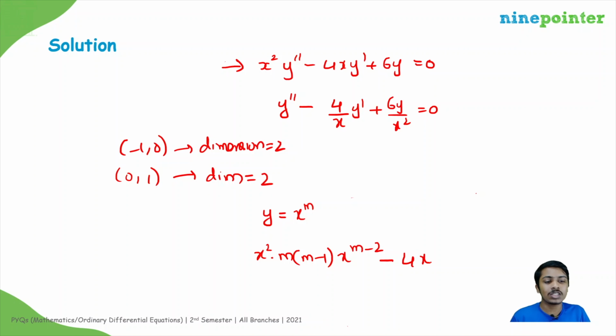Then minus 4x y prime. What was y prime? m x raised to m minus 1, plus 6 x raised to m, that is equal to 0. Now we can see that x raised to m is common in all the terms. Why?